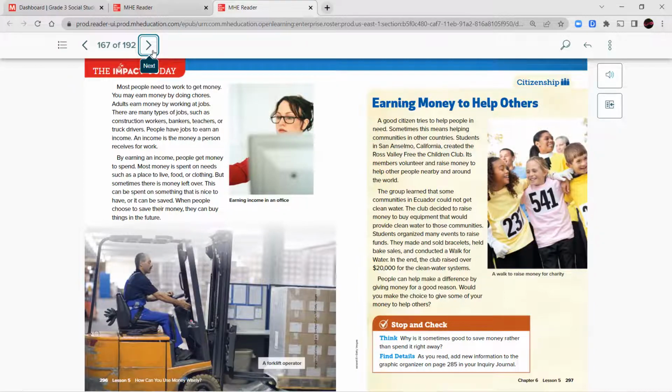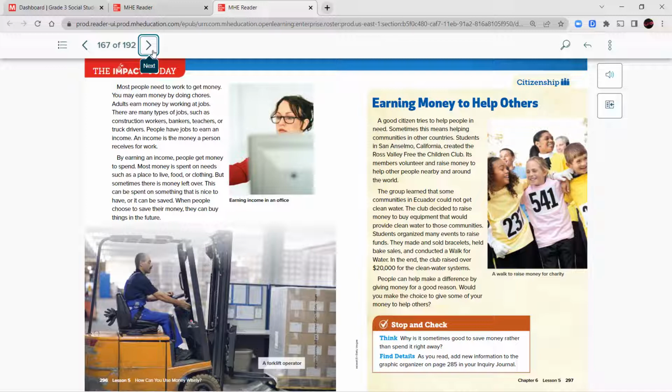Most people need to work to get money. You may earn money by doing chores. Adults earn money by working at jobs. There are many types of jobs, such as construction workers, bankers, teachers, or truck drivers. People have jobs to earn an income. An income is the money a person receives for work.